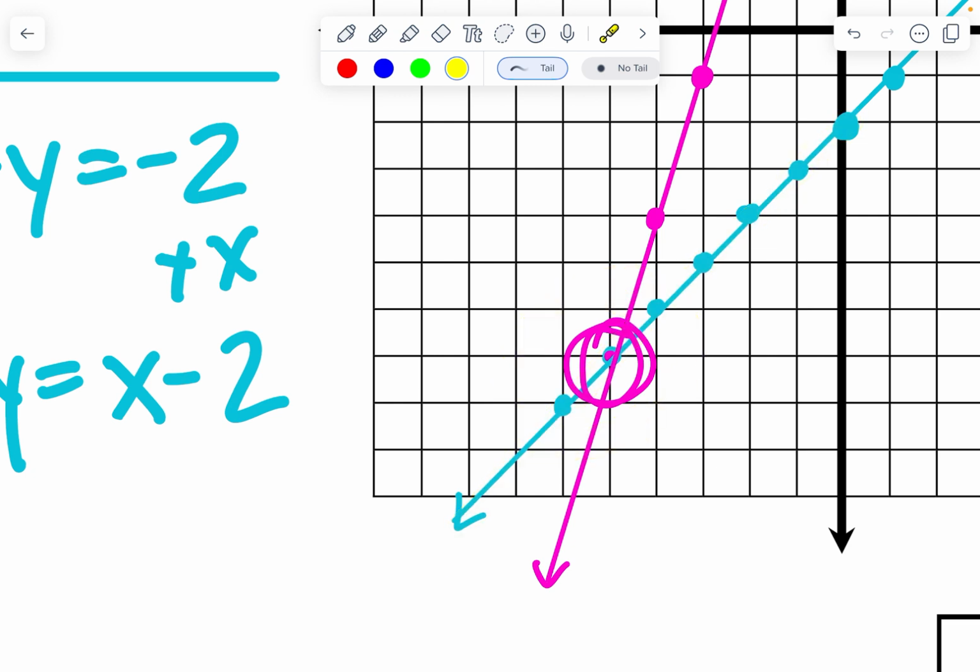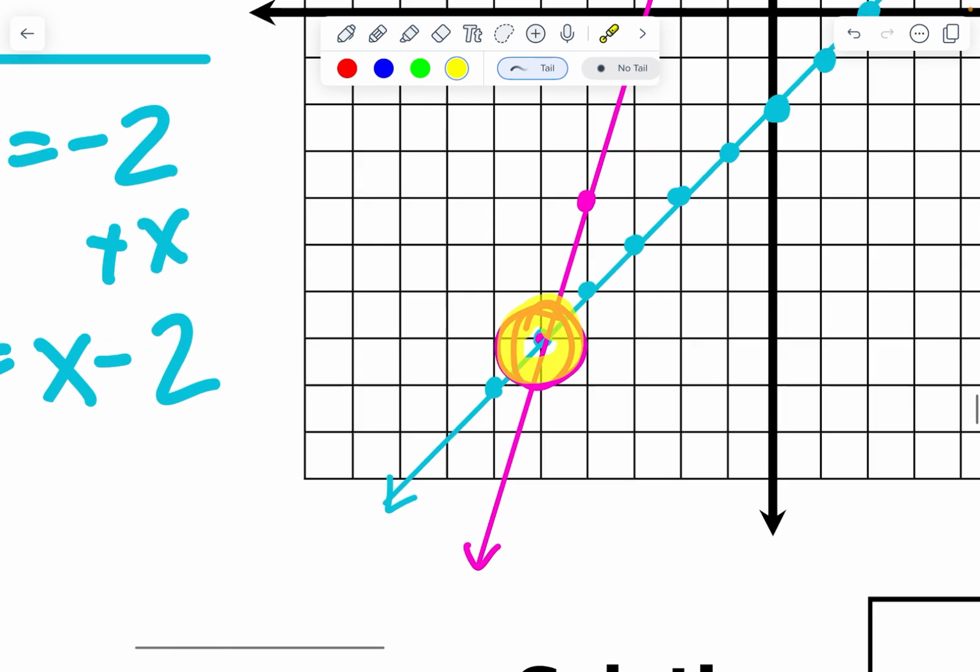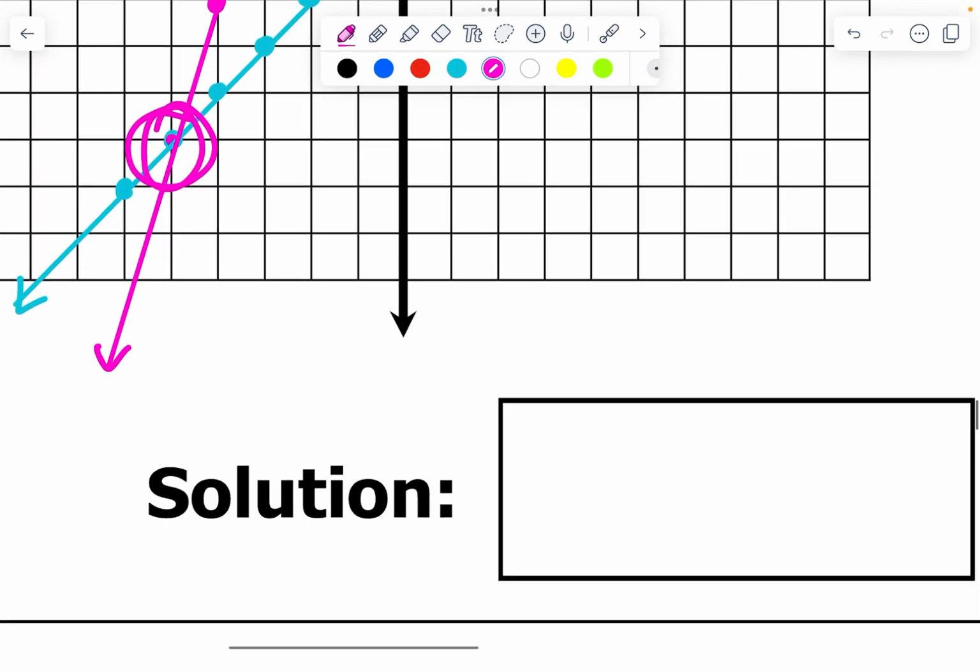If you didn't do that and you just drew the line, that's okay, but I would wonder if you got as precise of a point. So when you go down 1 over 1, down 1 over 1, you get this solution, which is where they both meet. So that solution is -5, -7.